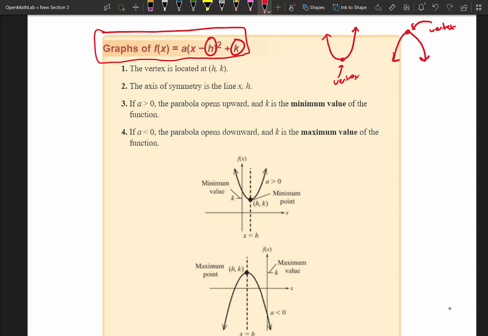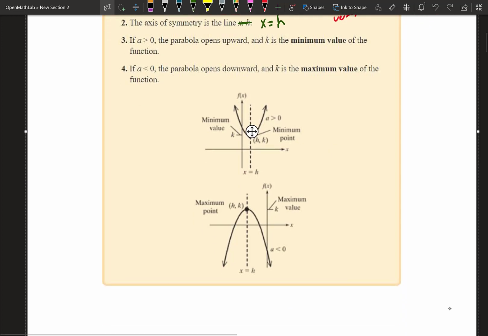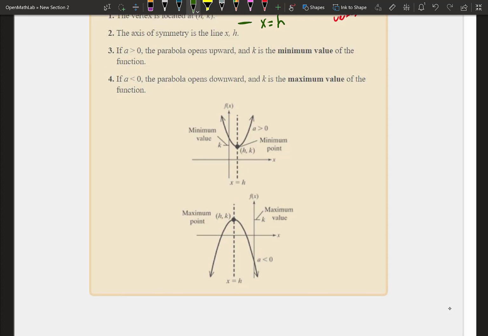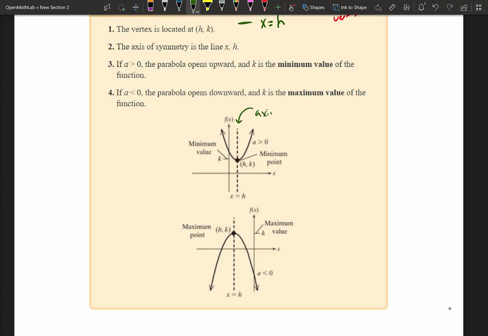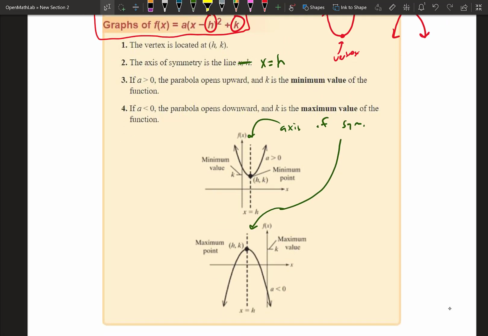And then number two is about the axis of symmetry. Correct this, it was wrong in the textbook. They should have had x equals h, instead of x comma h. That was just a typo from the text. So the axis of symmetry, if we look down here at these graphs, this dashed line here is the axis of symmetry. Same thing here, that's also the axis of symmetry. So to find that equation, we just do x equals the x value of the vertex, which is h.